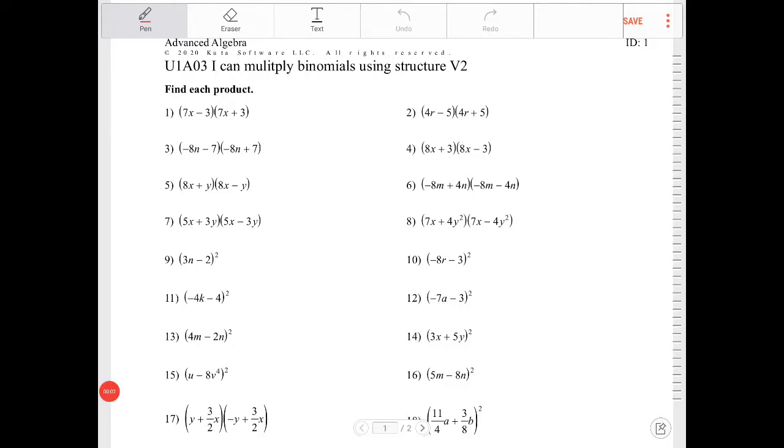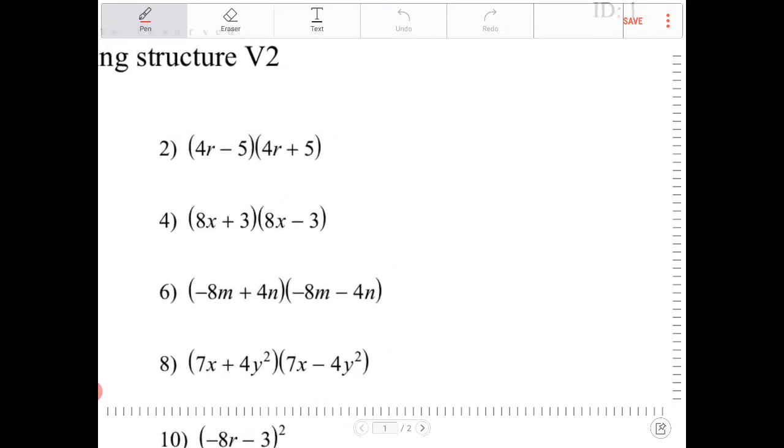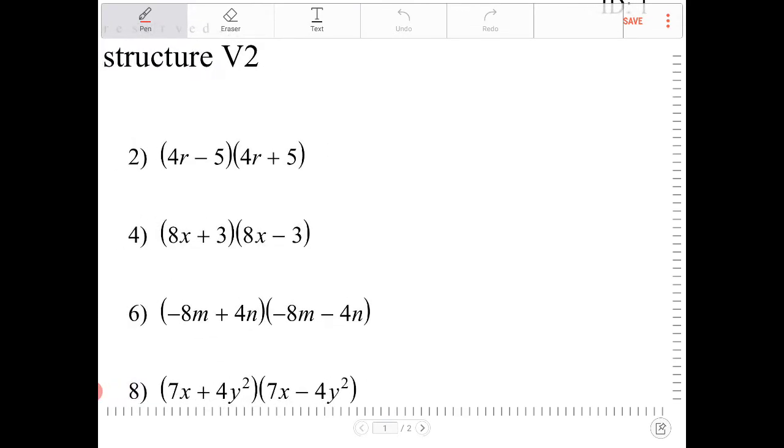Students, in this video we are going to go over exercise U1A03, which is multiplying binomials using structure. So let's take a look. I always go through the odd questions, so maybe just in the spirit of a little bit of change, let's do the even questions here. So let's take a look at these questions now.